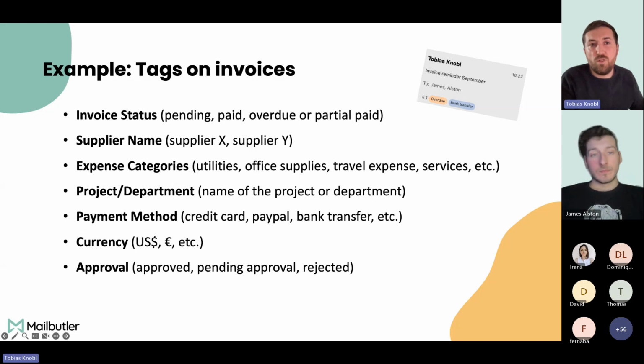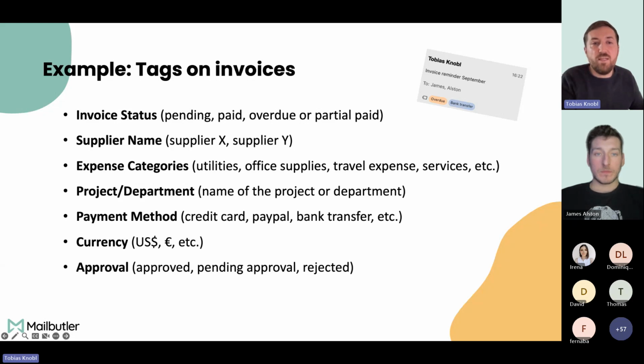Also, we try to tag the expense categories, if it was office supply, travel expenses, and so on. We are also matching the invoice to a project or department. Of course we have the marketing department, the development department, and the customer success department. So we have these three different labels.